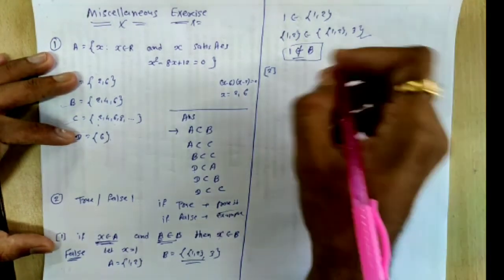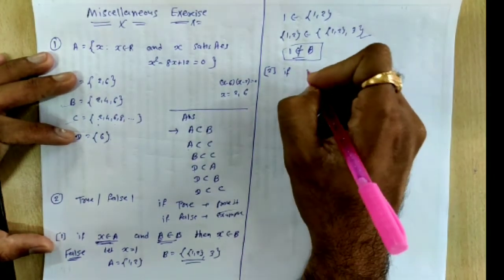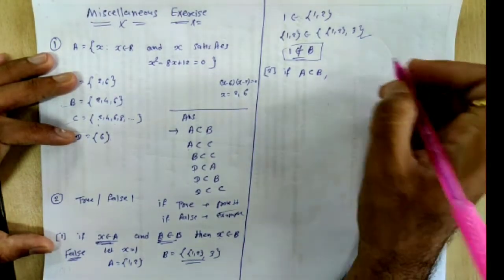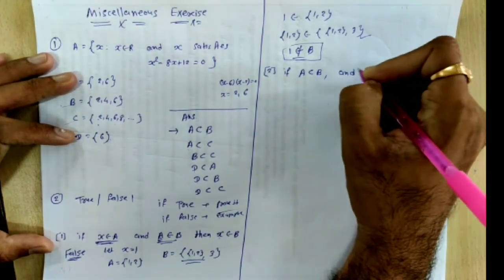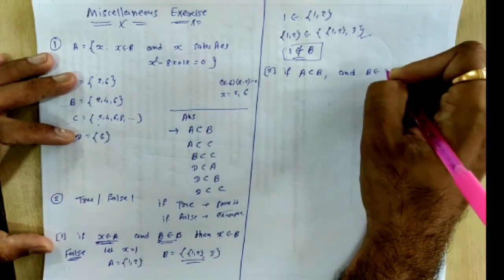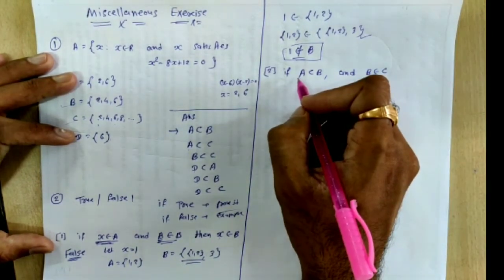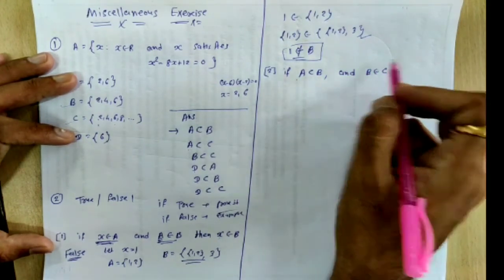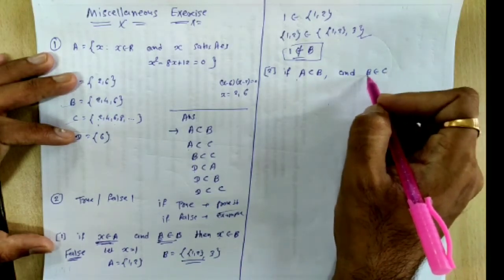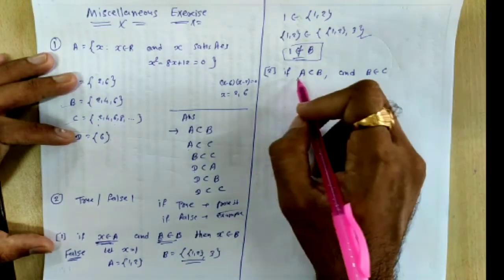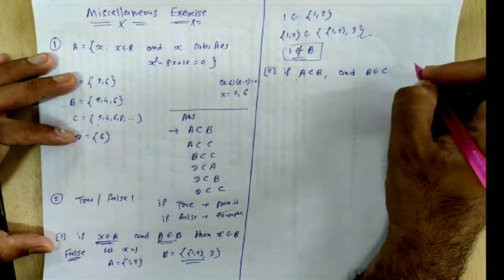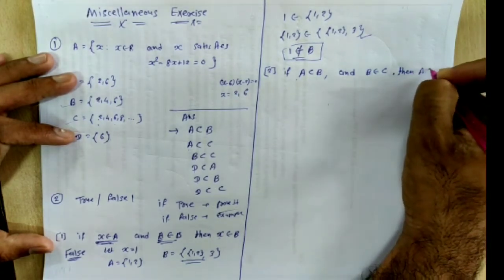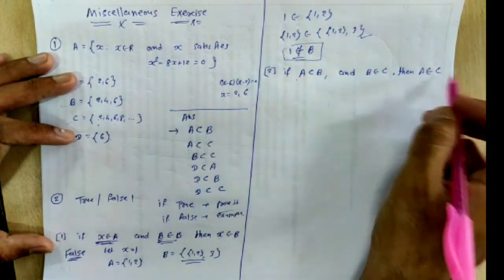Now statement 2. If we are given A is a subset of B and B belongs to C. All the elements of set A are the elements of set B and B is an element of set C. That means inside set C the whole set B is there, and inside set B the whole set A is there. So can we say that A belongs to C? So A will also be an element of C.